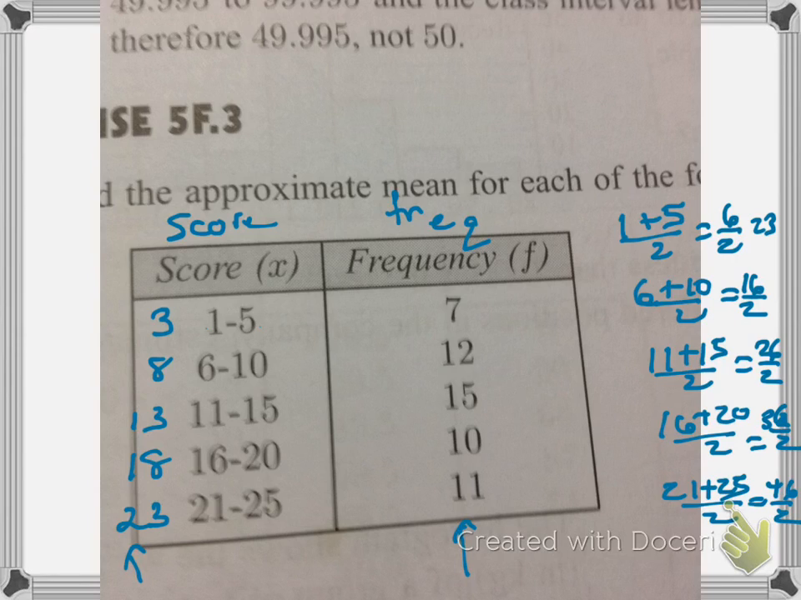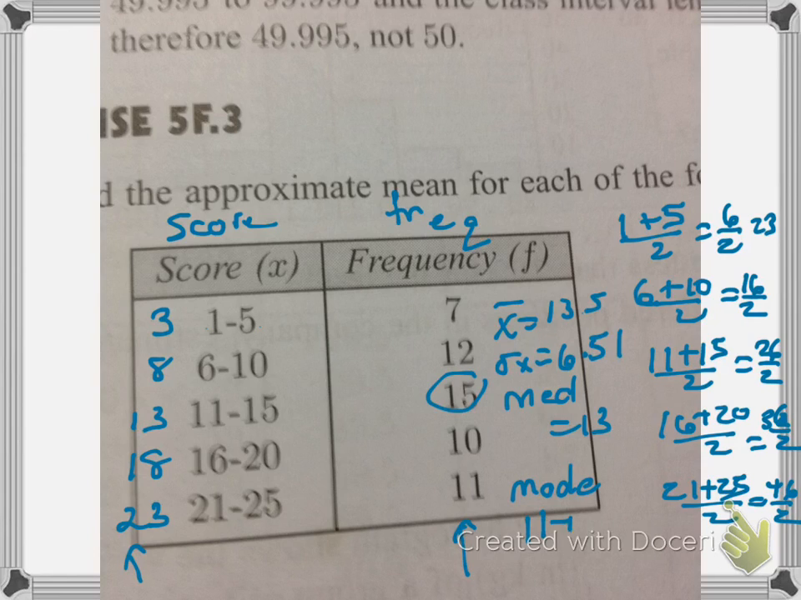All right. Now, it looks like my mean is 13.5. My standard deviation is 6.51. My median is 13. And this time I don't really have a mode, I have an interval, a mode interval. Okay, and so my mode interval is right here, so that's 11 through 15, all right?